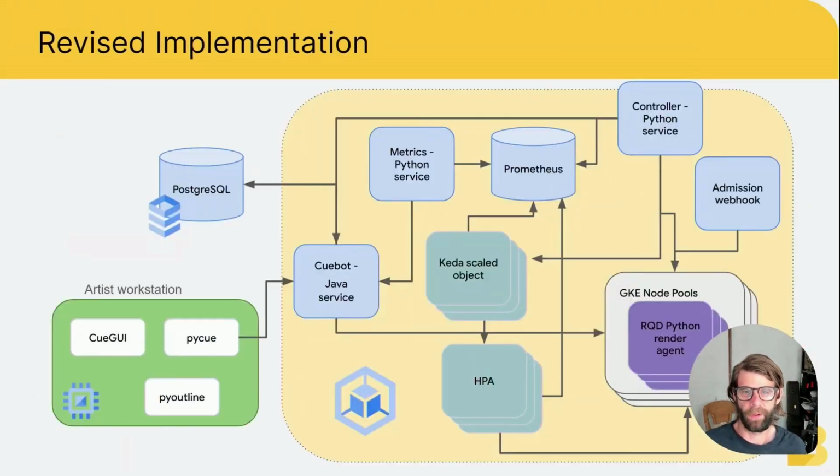So this kind of represents the next iteration of our setup. We added a bunch of things. The first thing we did was add this admission webhook to the actual render node deployments. In Kubernetes, an admission webhook is a webhook that can get called as resources get created, so you can modify them as they're being created.